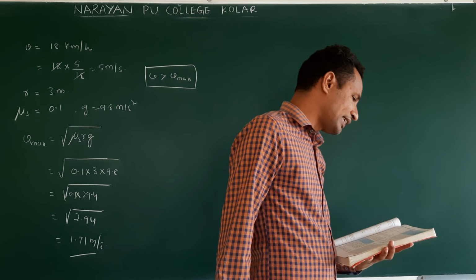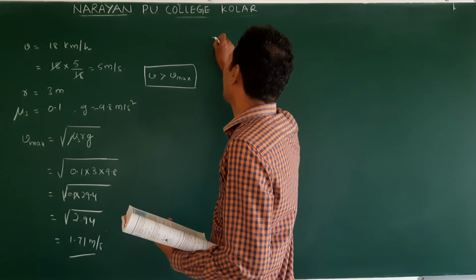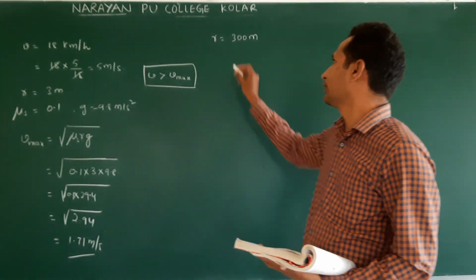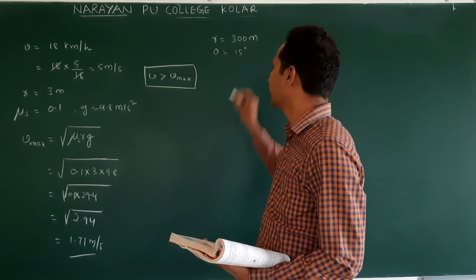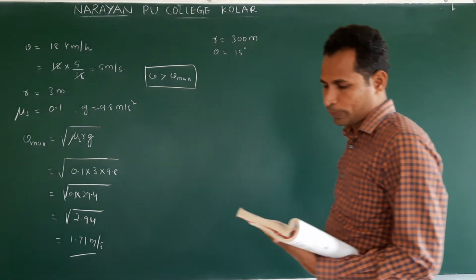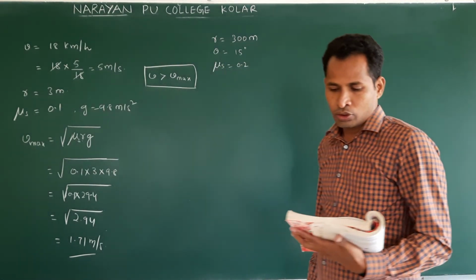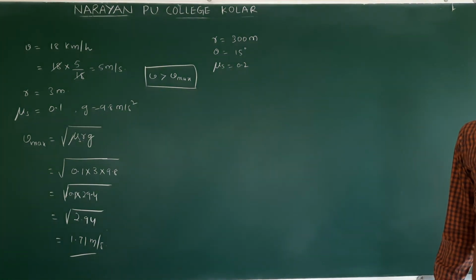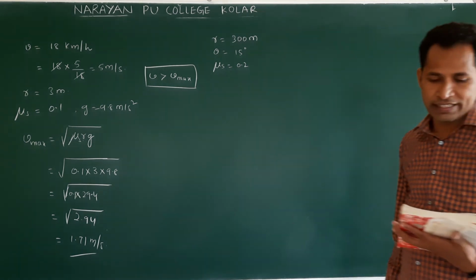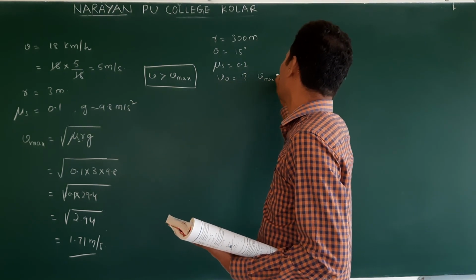Next, the 11th one. A circular race track of radius 300 meters is banked at an angle of 15 degrees. So R is equal to 300 meters, banked at 15 degrees, theta is equal to 15 degrees. If the coefficient of friction between the wheels of a race car and the road is 0.2, mu s is equal to 0.2. Find the optimum speed of the race car to avoid wear and tear on its tires, and the maximum possible speed to avoid slipping. They are asking V0 and Vmax on a banked road.